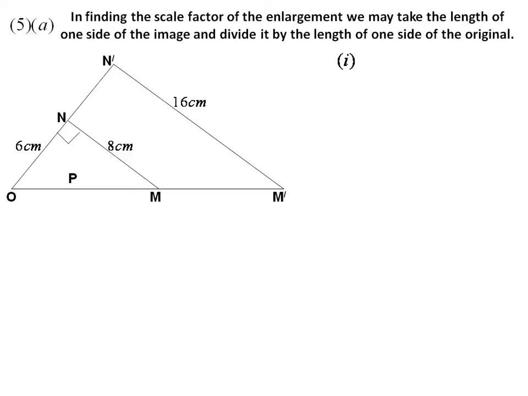In finding the scale factor of the enlargement, because what we have right here, this triangle and its image after an enlargement, we need first to find the scale factor of the enlargement, and that may be done by taking the length of one side of the image and dividing it by the length of one side of the original. One is given right here. So m prime n prime divided by mn, that is 16 divided by 8, and the scale factor is equal to 2.